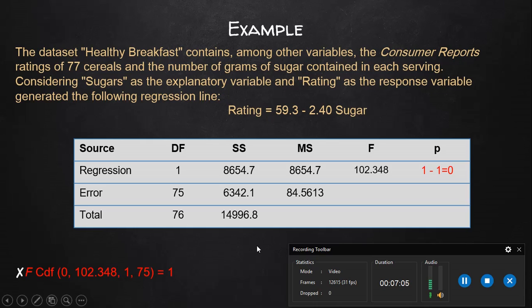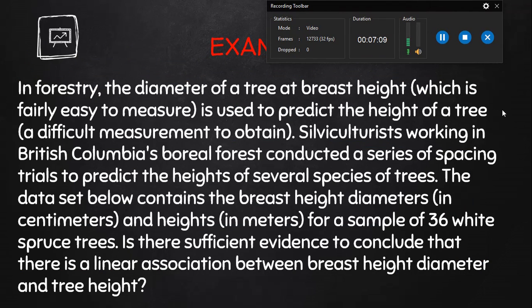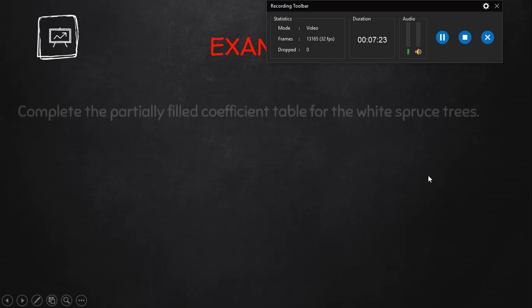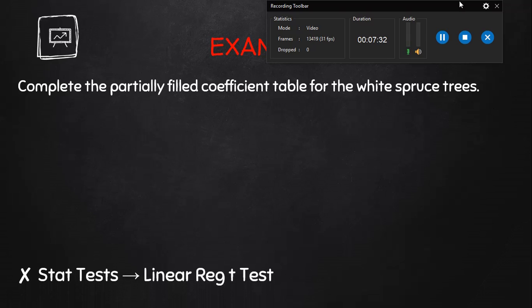But we are going to try another example. If you want to pause the video and read this information, I'm also going to ask you to take a minute and enter all this data into your iPad so that we can move forward with our calculations. They have provided a partially filled in coefficient table for our white spruce trees. You're able to completely fill in the coefficient table.